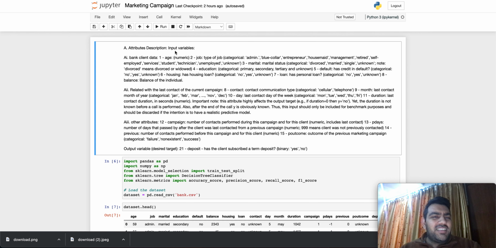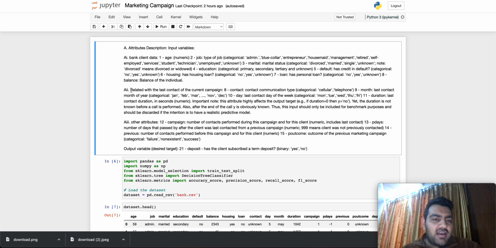So this dataset has a few attributes like age, job, which is the type of job a person is doing, then their marital status, their education, whether they have ever defaulted on credit or not, whether they have a housing loan, whether they have a personal loan, then the balance of that individual. So these are mostly related to the bank client data.